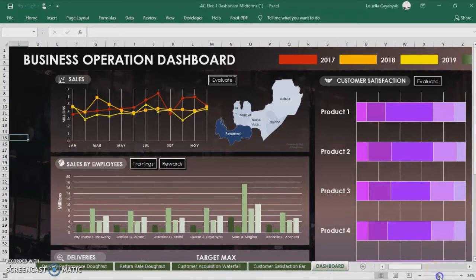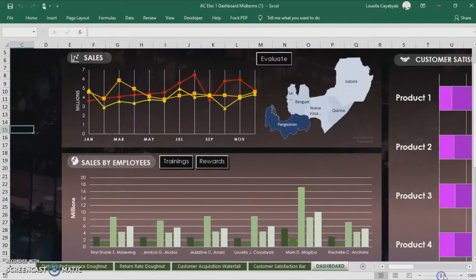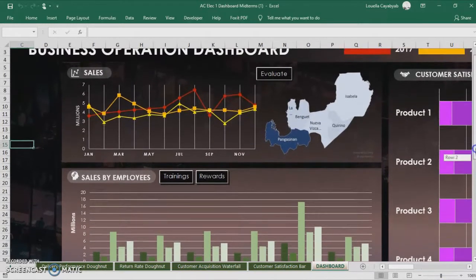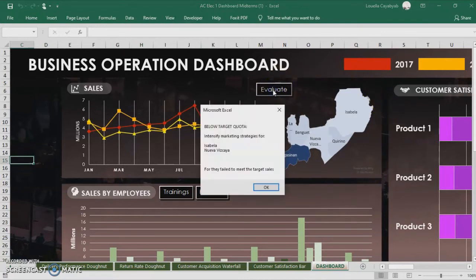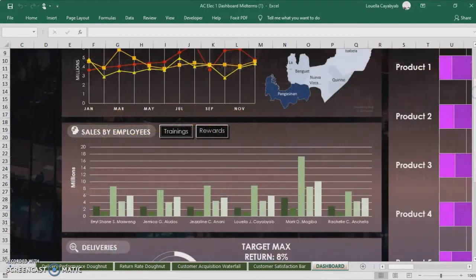Let us first go to sales and sales map according to province. Provinces earning below the 23 million peso target will have to intensify market strategies. As we click Evaluate on our sales map, we could see that Isabela and Nueva Vizcaya have to intensify marketing strategies, for they fall below the target quota, which means they also failed to meet the target sales.